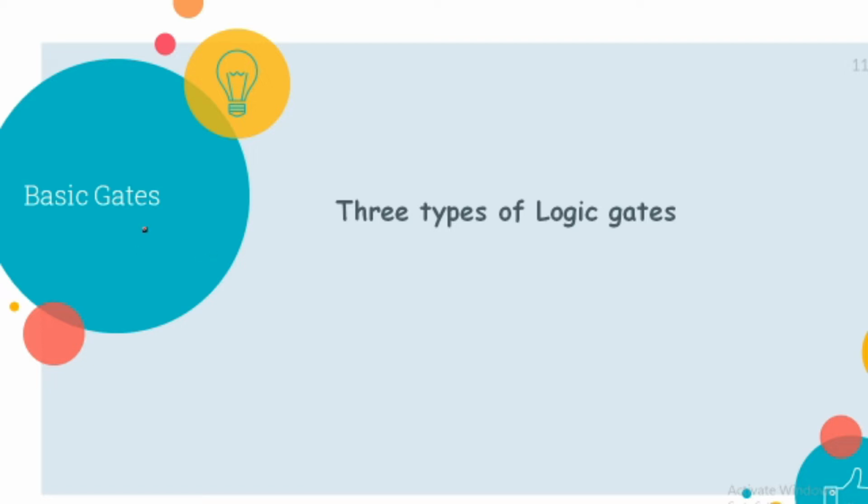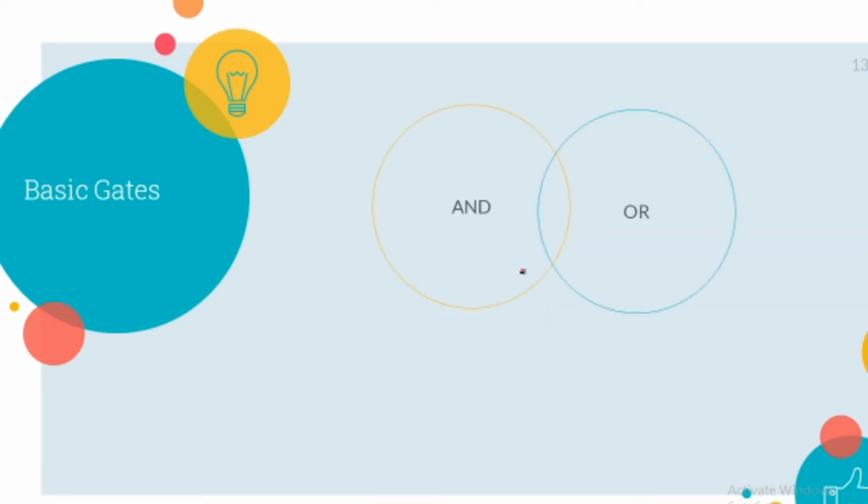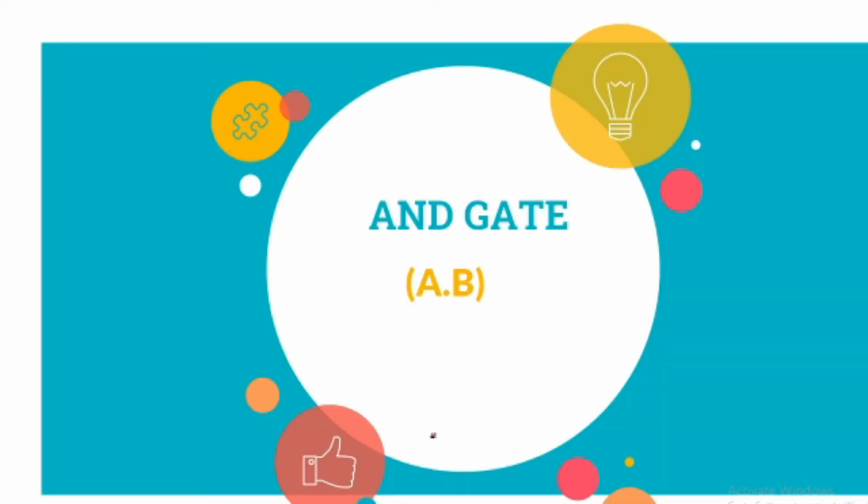Basic gates are also of three types. The first one is AND gate, the second one is OR gate, and the third one is NOT gate. Here we first discuss AND gate, then OR, and then NOT. In this case, we represent the AND gate by this notation. Here this dot represents AND.